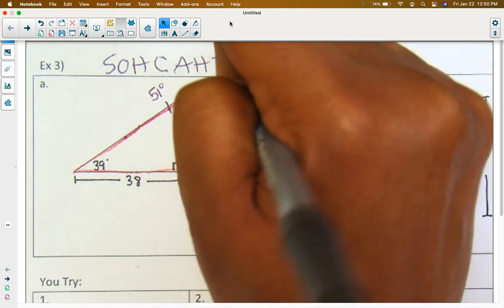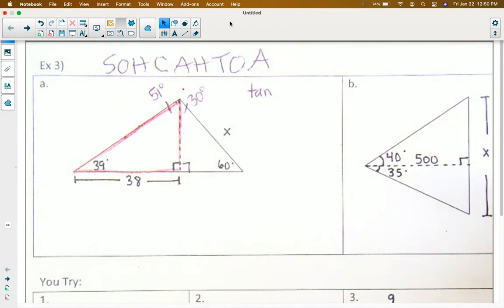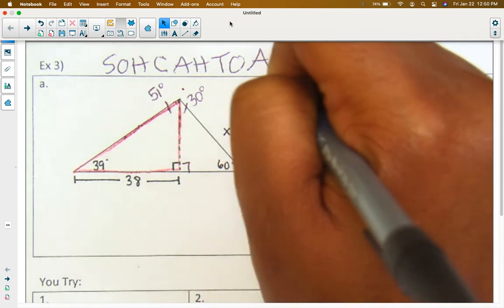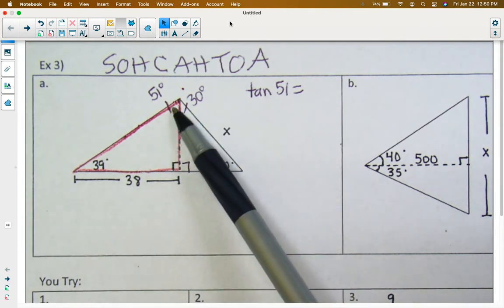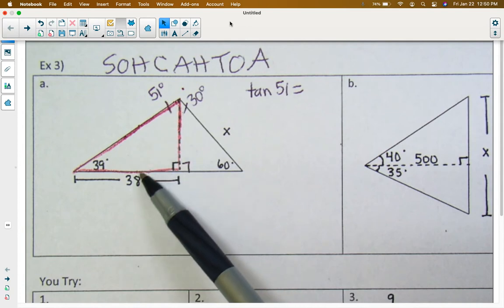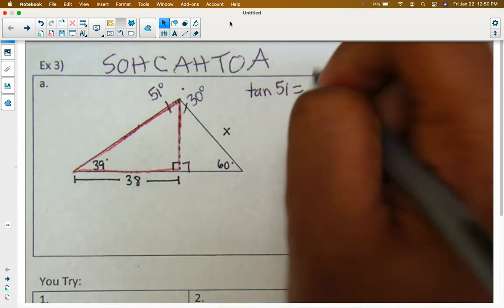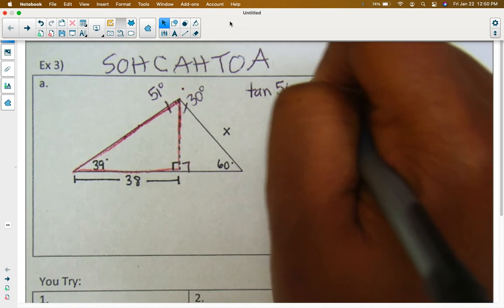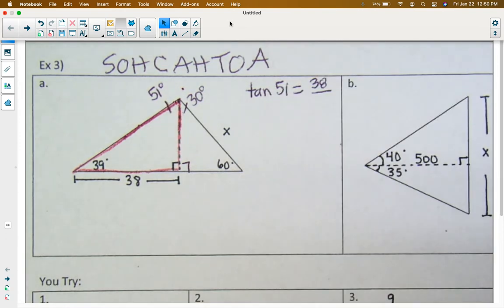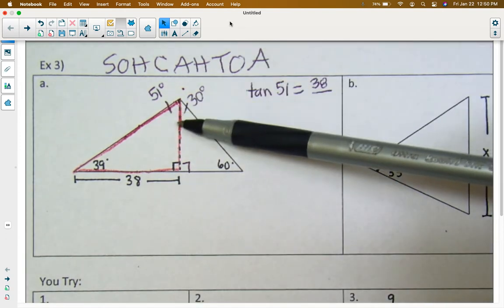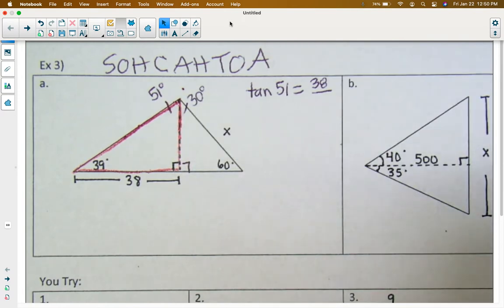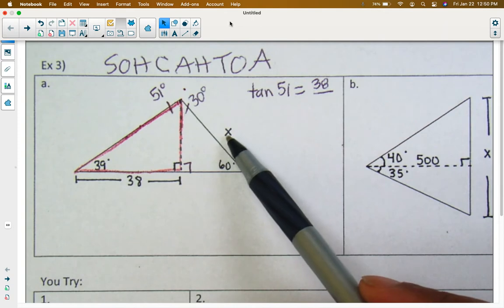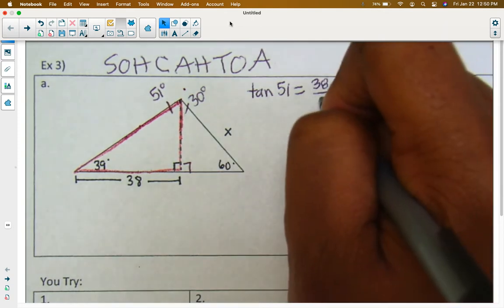So I'm going to say tangent of 51 degrees is equal to the opposite over the adjacent. If this is 51 degrees, my opposite side is 38. And my adjacent side, we don't know what it is. It's this dashed line here. So we do not know what it is. We're already using x, so let's use another variable. I'm going to say y.